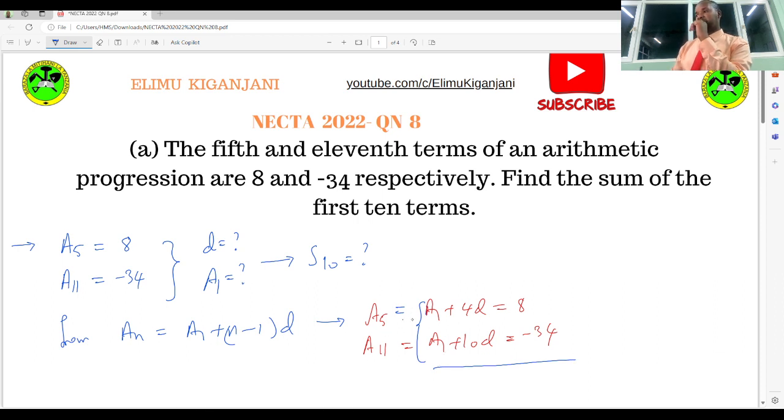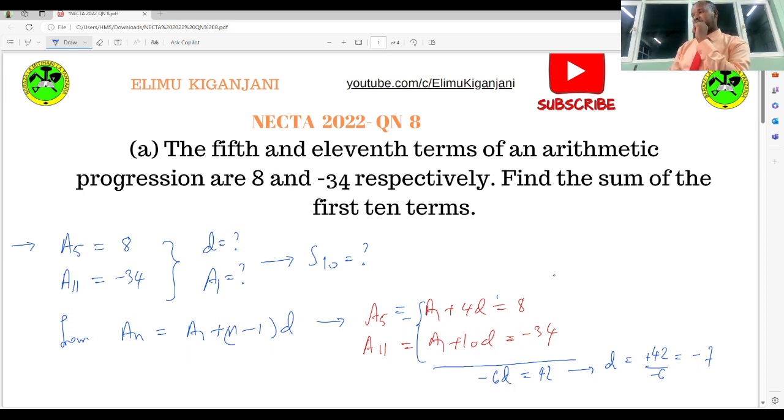With the subtraction here, a1 being subtracted, you get 0. 4d minus 10d, you'll have -6d. This is equal to 8 minus -34, which is 42. From here, the common difference is 42 divided by -6, which is equal to -7. So we now have the common difference equal to -7.